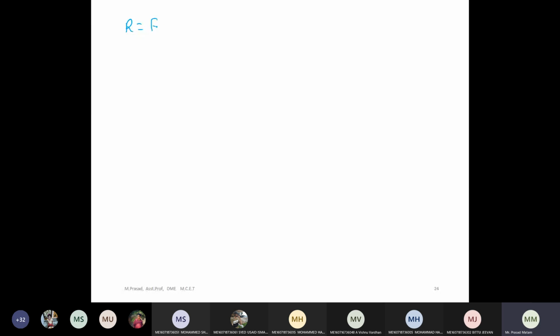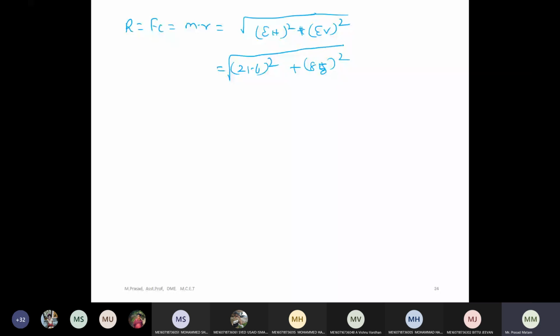Okay, now find the resultant force. Resultant force is your centrifugal force, which is nothing but the product of m into r, which is given by the root over sum of all the horizontal forces square plus sum of all the vertical forces square. What is sigma H we are getting on solving? 21.6 kg meter, and the vertical force I am getting as 8.5. This is to the power 0.5, under root. What is the answer we are getting on solving this?